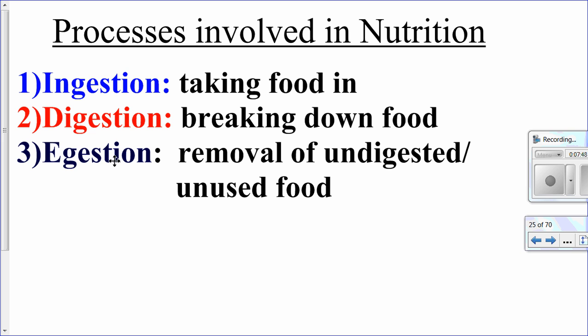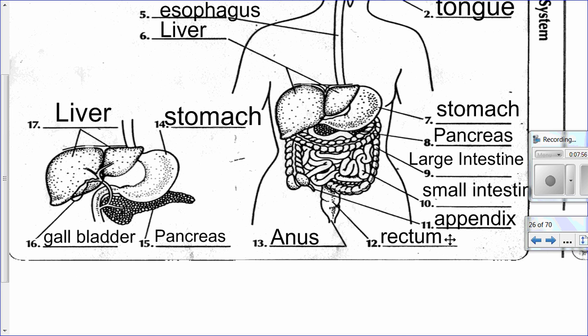And then egestion, we see finally, is the removal of the food that never got into our cells, that was somehow never absorbed into the body and is stored in the rectum and finally leaves the body through the anus.